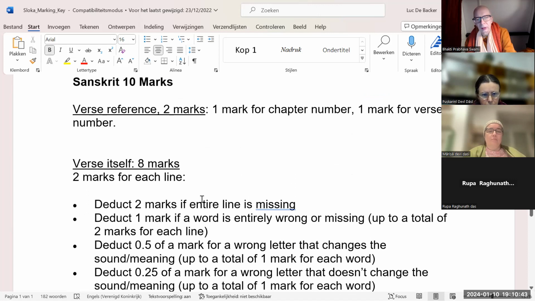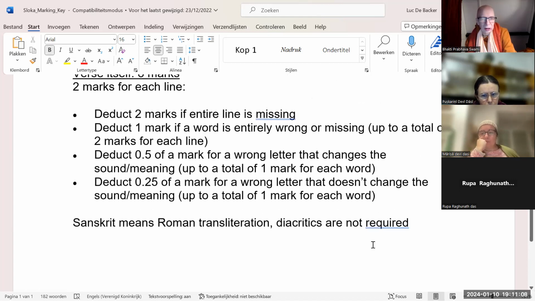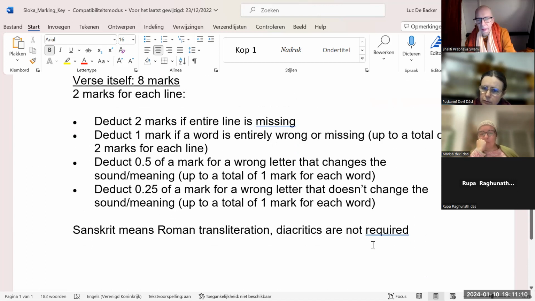Deduct 2 marks if an entire line is missing. Deduct 1 mark if a word is entirely wrong or missing. Deduct half a mark for a wrong letter that changes the sound or meaning. Deduct 0.25 of a mark, a quarter of a mark, for a wrong letter that doesn't change the sound. So that is one system that can be used.